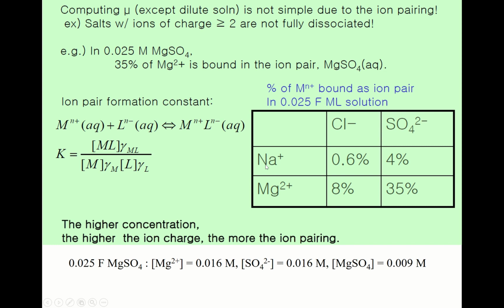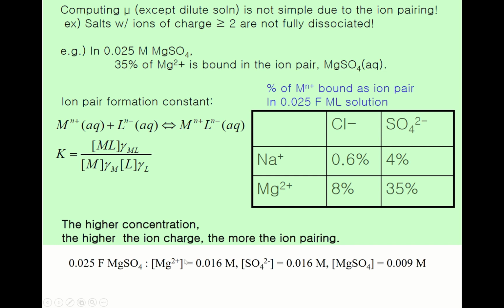Okay, here the smallest one is what? Sodium chloride. Sodium is only plus 1, and chloride minus 1. So ion pairing percentage is only 0.6%. Okay, but one of them is highly charged, like sodium sulfate. Sulfate is divalent. So ion pairing percentage increases to 4%. Likewise magnesium chloride, in this case the ion pairing percentage is 8%. So here we can say the higher the concentration, the higher the ionic charge, the more ion pairing.